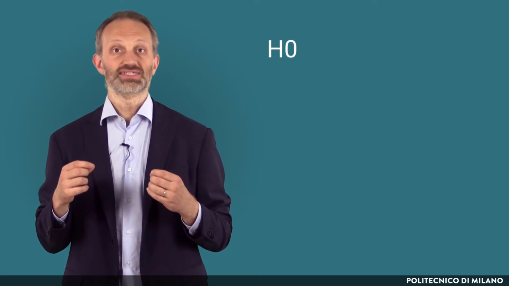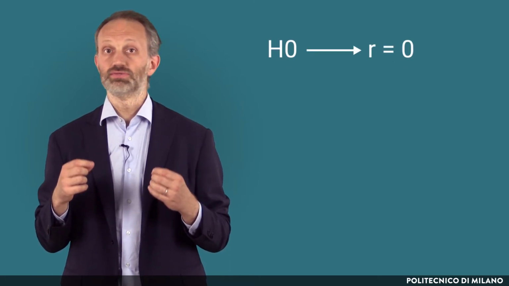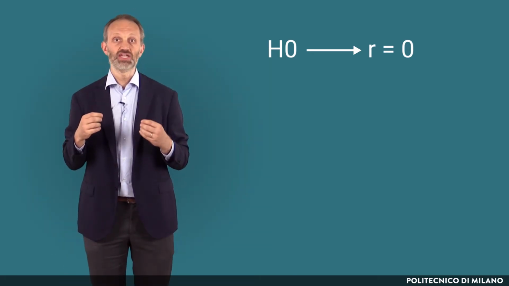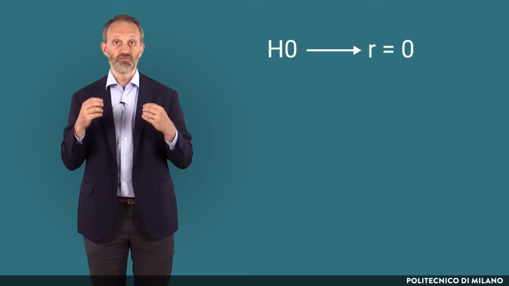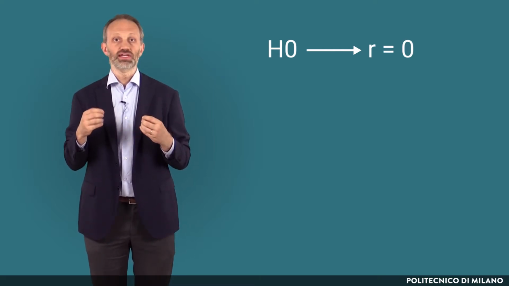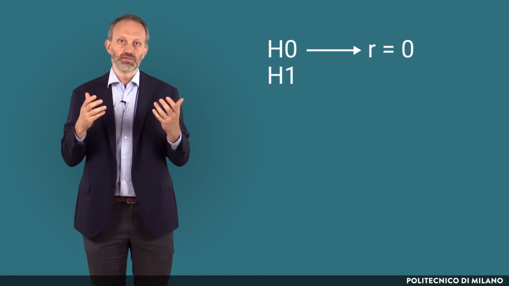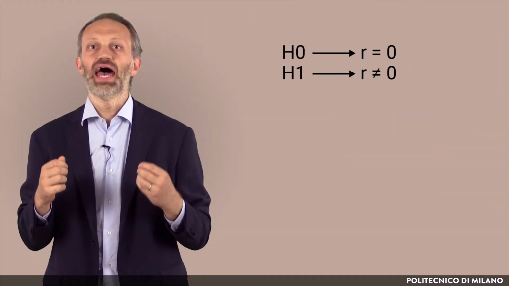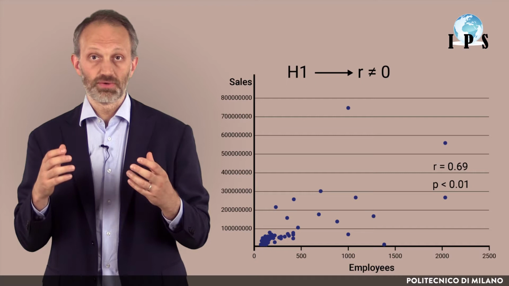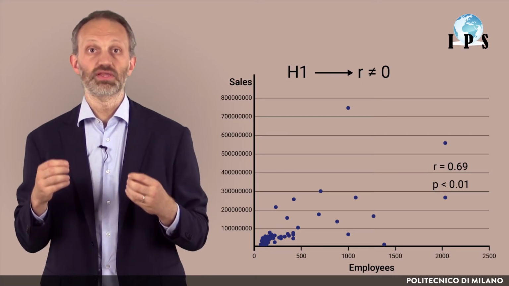In parametric tests, we usually formulate a null hypothesis, H0, in this case that R is equal to 0. If we obtain a low probability for H0, at least lower than 5%, or better if it is below 1%, then we can reject it, and so conclude that the alternative hypothesis, H1, is true. In the IPS example that we have seen earlier, we can reject the H0 because it has a probability lower than 1%.